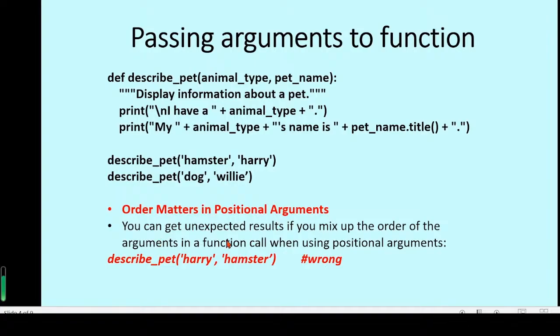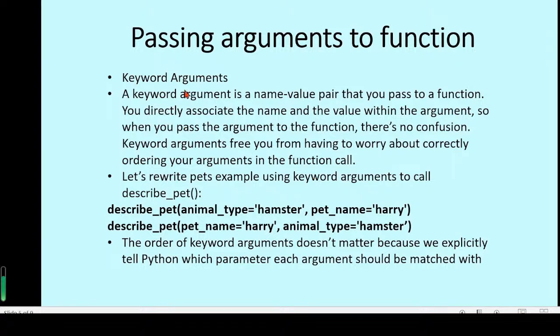You can get unexpected results if you mix up the order of the arguments in your function call when using positional arguments. So for example, if you call this function but write this order, Harry, hamster, this will print the message "not what you want."